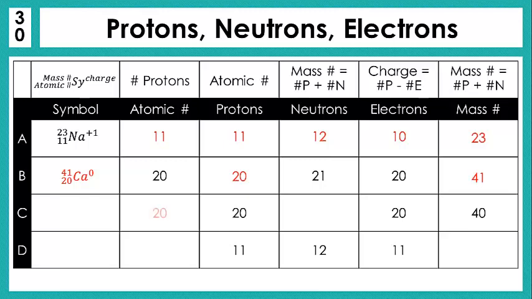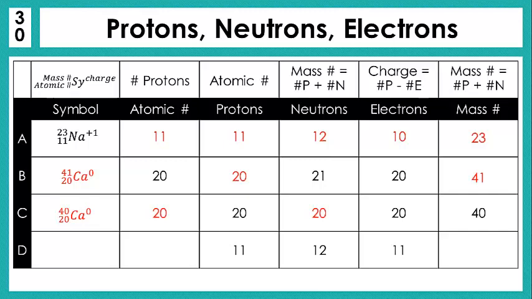The next one, I also have 20 protons, so the atomic number is 20. My mass number is 40, so if I subtract out 20 protons, I'm left with 20 neutrons. So this is also going to be calcium with a mass number of 40, and the charge is still 0 because I have 20 protons and 20 electrons.